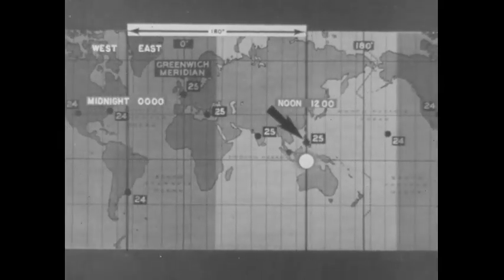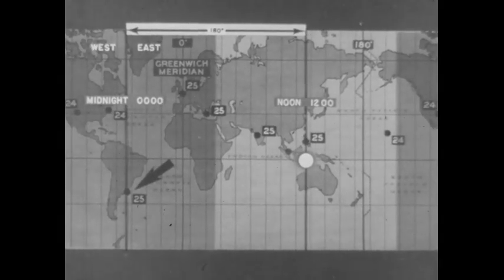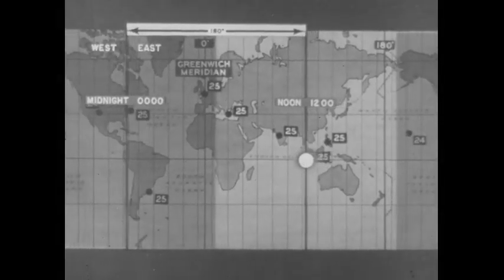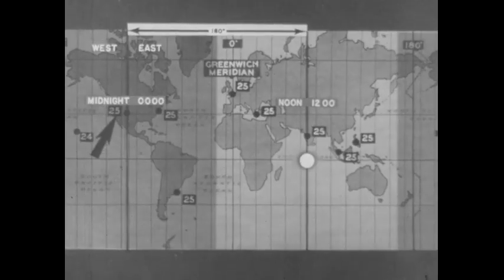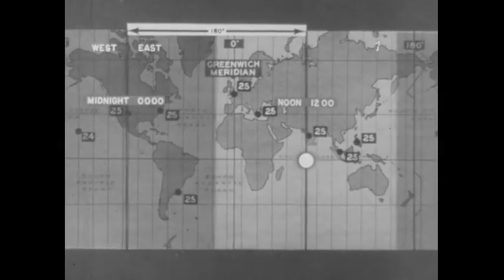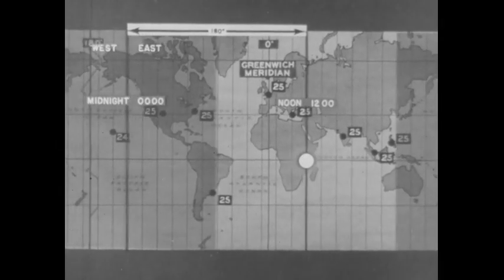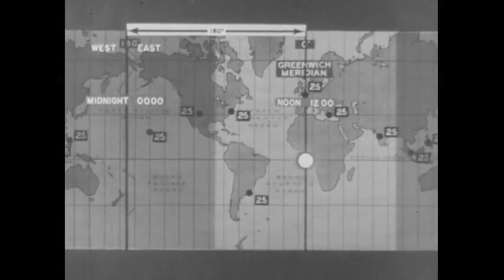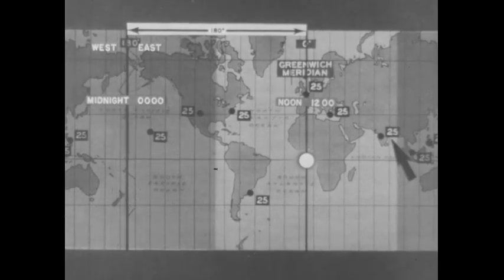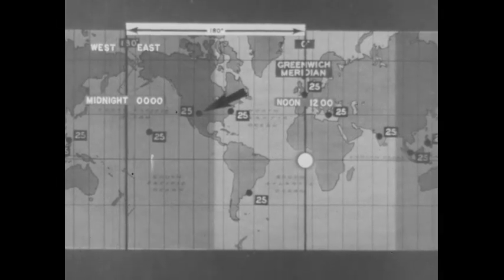When the sun reaches Manila, the date at Buenos Aires becomes the 25th. At Bombay noon, a new day starts at Denver, and it is the 25th. The sun continues on its way until it again reaches the upper branch of the Greenwich meridian, and it is now the 25th all around the world.